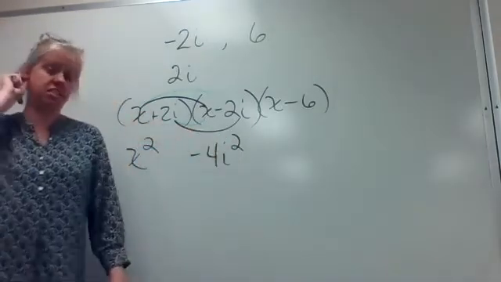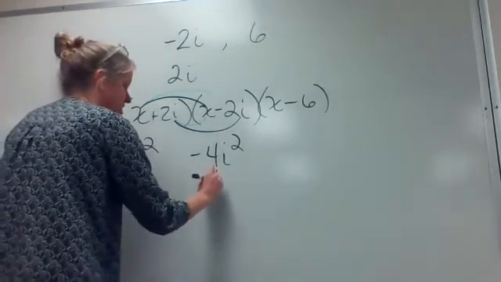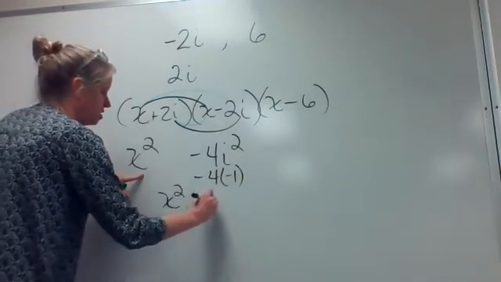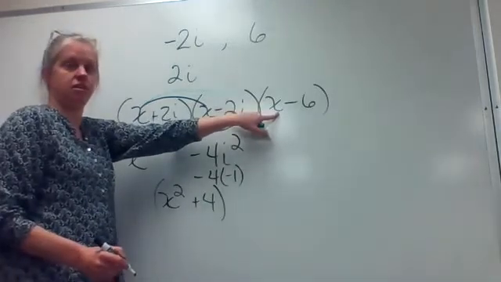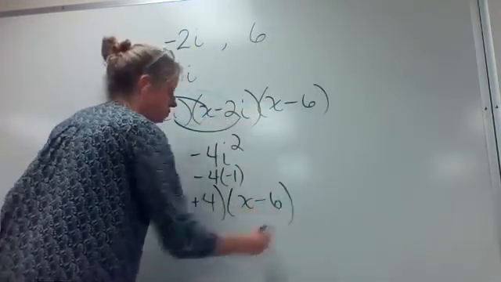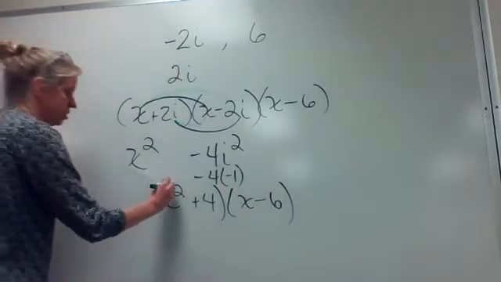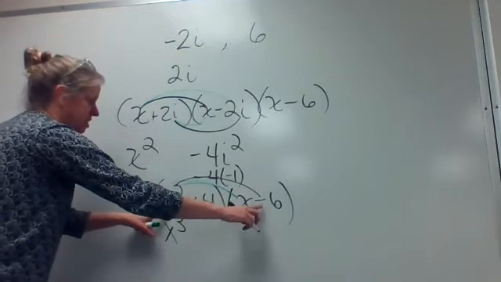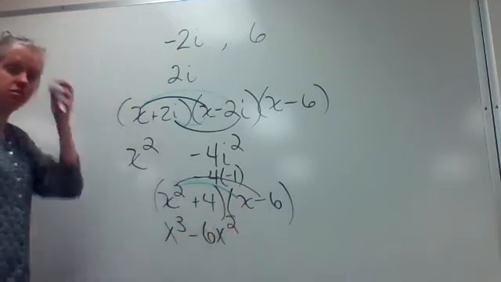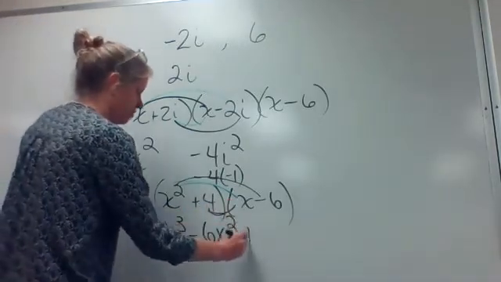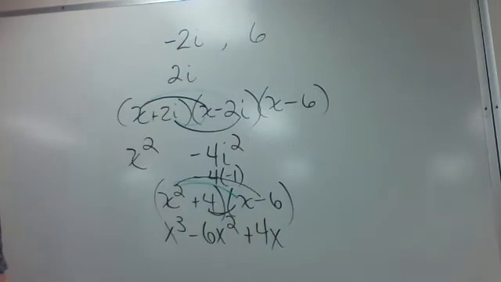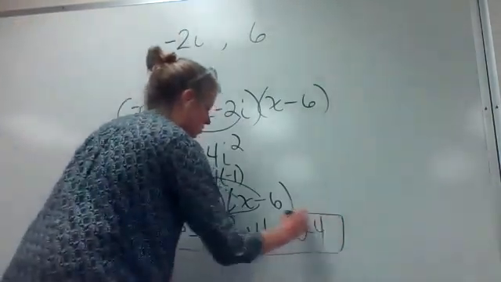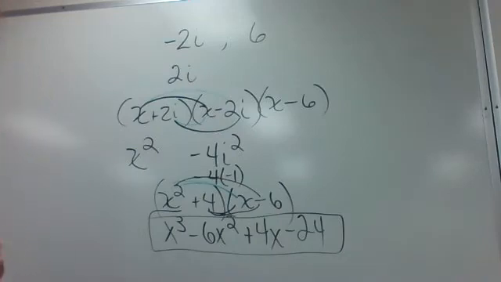So what is i squared always equal to? Negative 1. So this really says negative 4 times negative 1. So what am I left with? x squared plus 4. Bring down the x minus 6. So x to the third. x squared times negative 6 is negative 6x squared. My inner, positive 4x. And my last, positive 4 times negative 6 is negative 24. No like terms to combine, and everybody's in the right order.